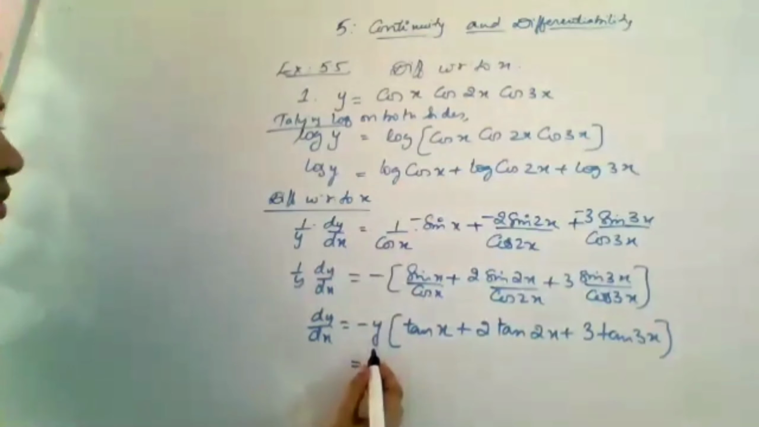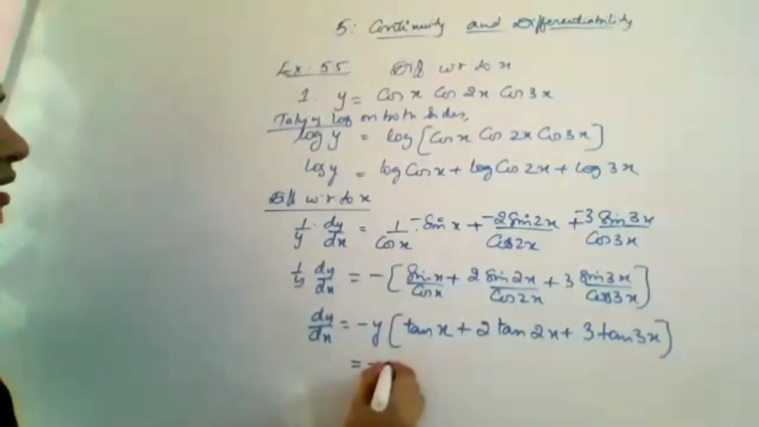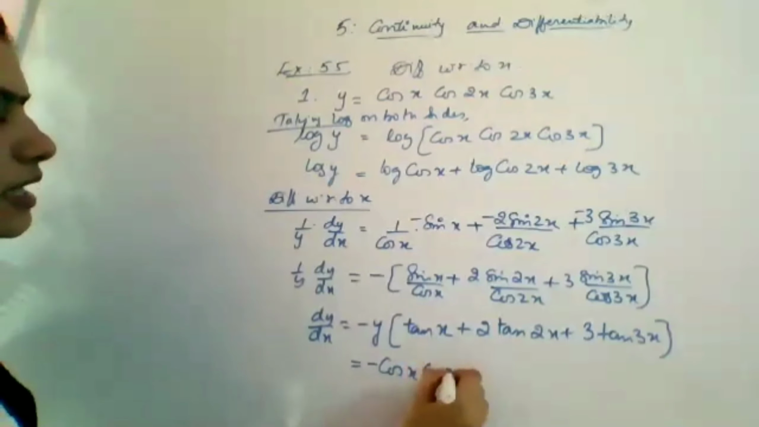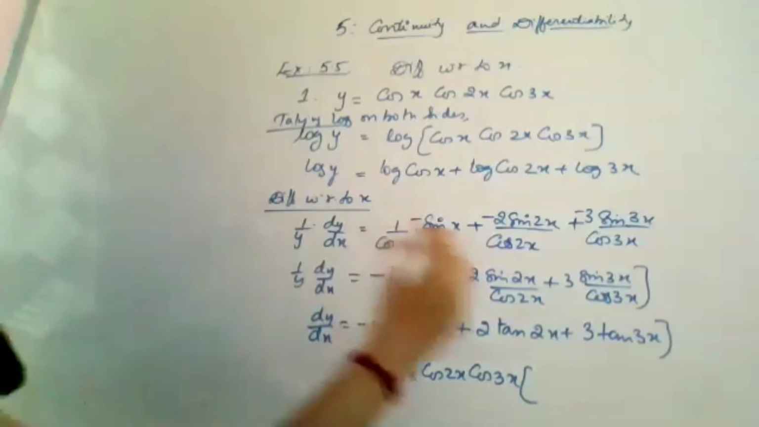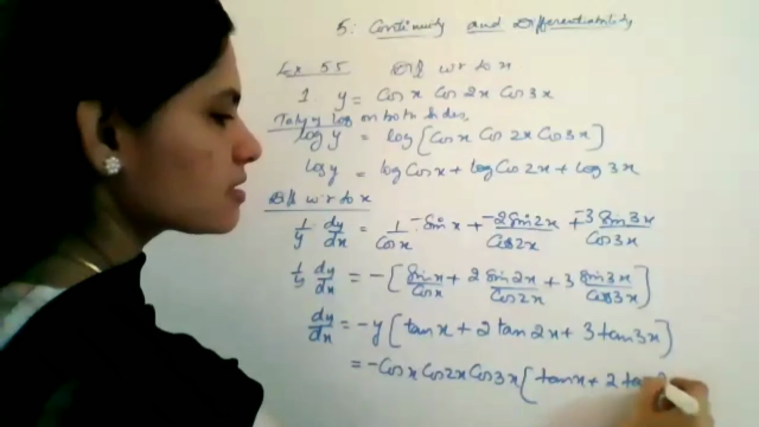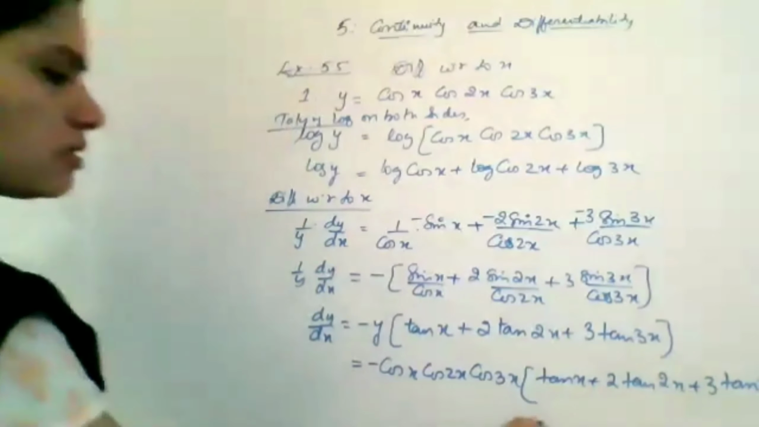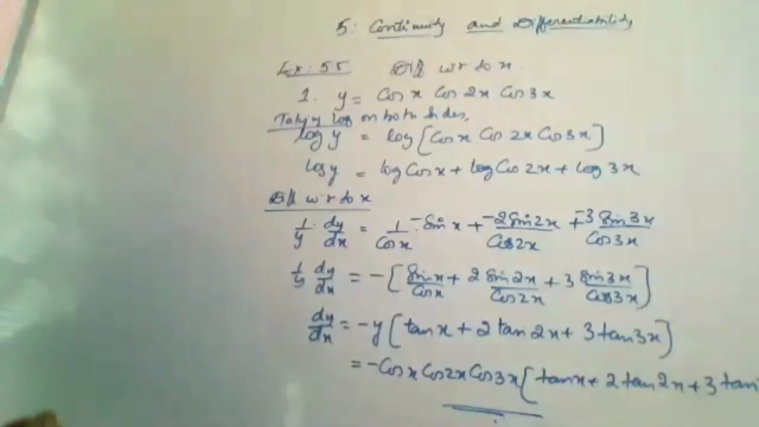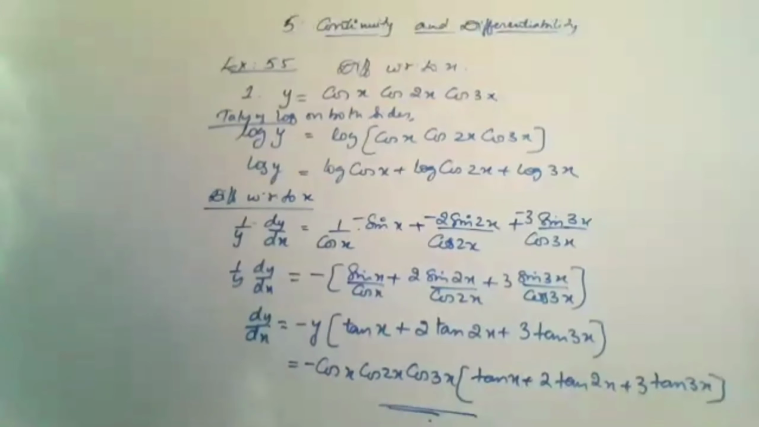Now replace y value with what is given in the question. What is y? Cos x, cos 2x, cos 3x into tan x plus 2 tan 2x plus 3 tan 3x. So this is your final answer. Okay. Next question.